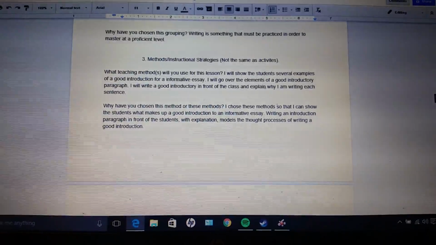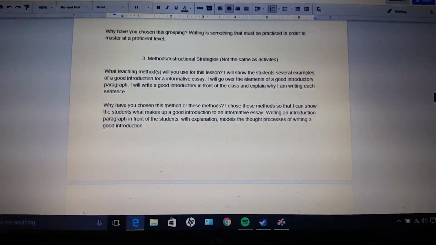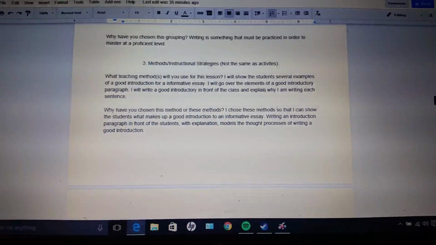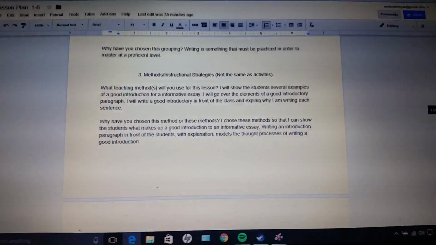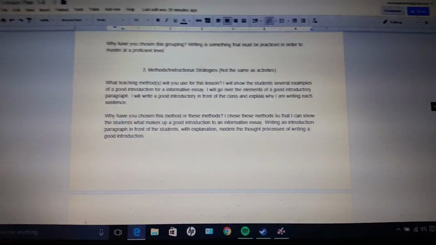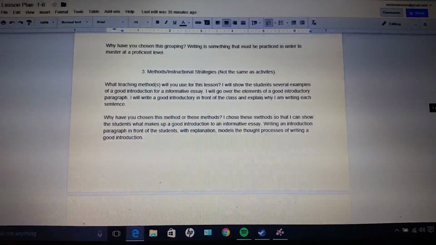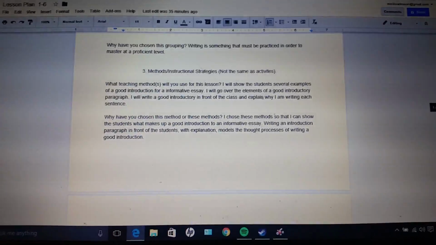Why have I chosen these methods? I chose these methods so that I can show the students what makes up a good introduction to an informative essay. Writing an introduction paragraph in front of the students with explanation models the thought processes of writing a good introduction.